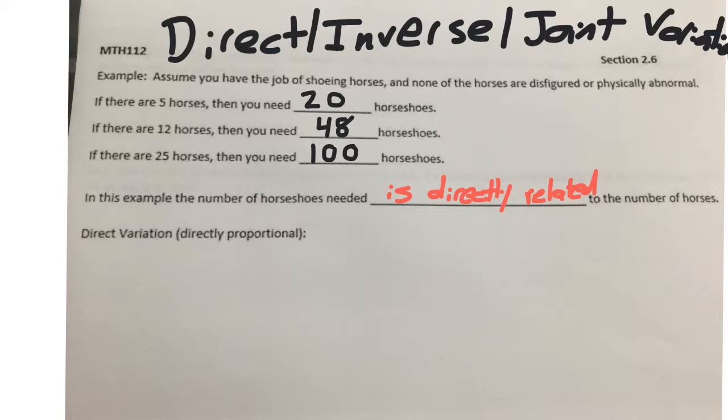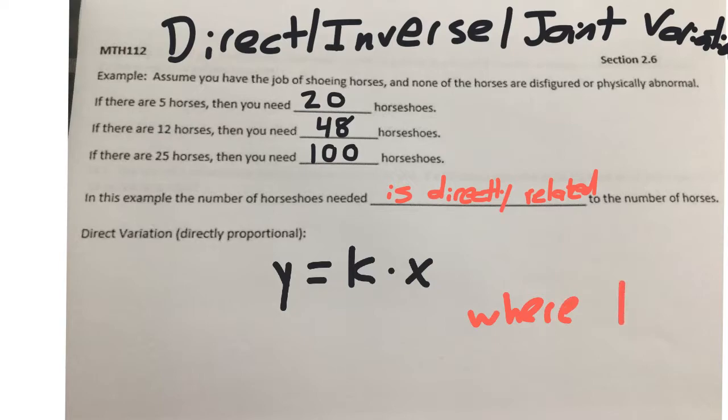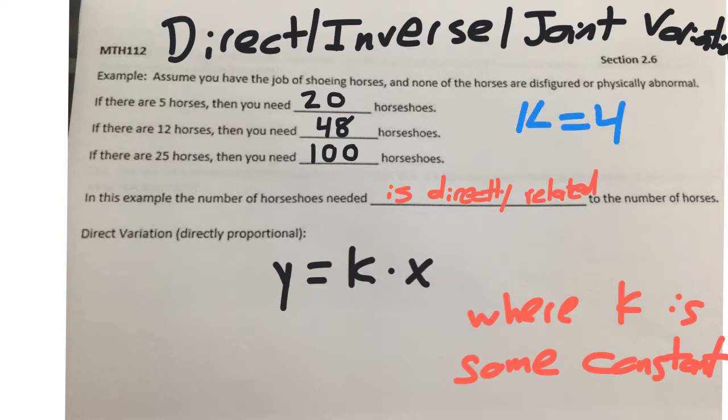Okay, so the formula that we use for direct variation, or directly proportional, is y equals k times x, where k is some constant. And if you look at this formula, it looks a lot like our slope-intercept form of an equation, right? There's no plus b at the end, but this is just like y equals mx, where k represents the slope. So in this problem, the k would be 4, because that's what we are increasing by each time.